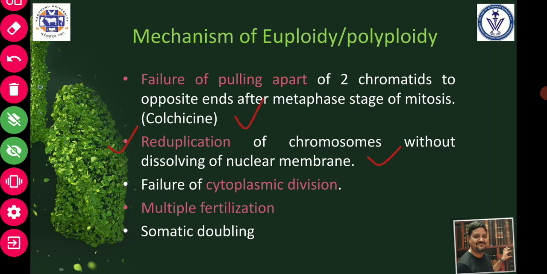Then there is failure of cytoplasmic division. Again in this case, the cytoplasm will not get divided, whereas the chromosomes will be duplicated. Then multiple fertilization is a rare case, and somatic doubling is the same as the failure of pulling apart of two chromatids. So these are the mechanisms of how euploidy or polyploidy are created.